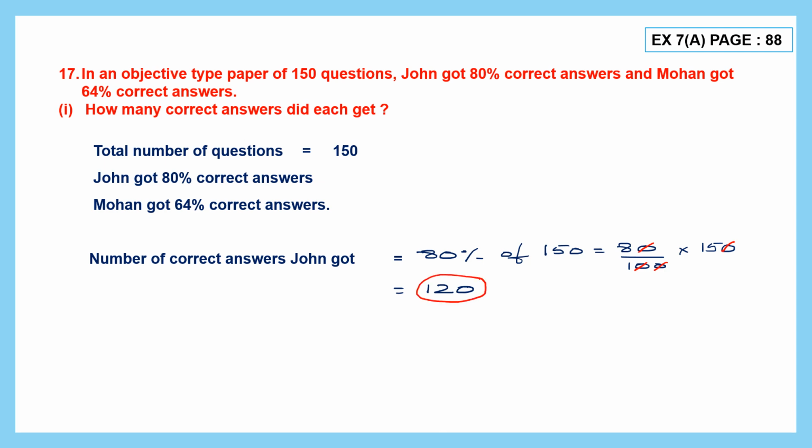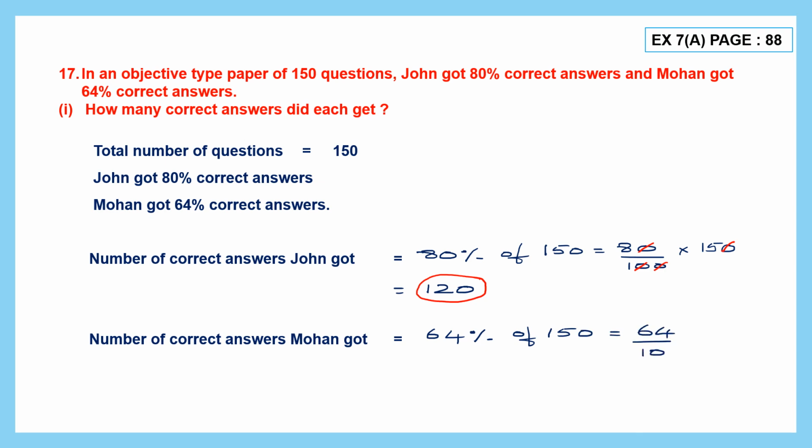Now, next one, number of correct answers Mohan got. Mohan got 64% correct answers. So that will be 64% of the number of questions, 150. So this is 64 by 100 into 150. Here also let's cancel. I can cancel this and this. Now I have 10 and 15. I can cancel by 5. 5 2s are 10. 5 3s are 15.